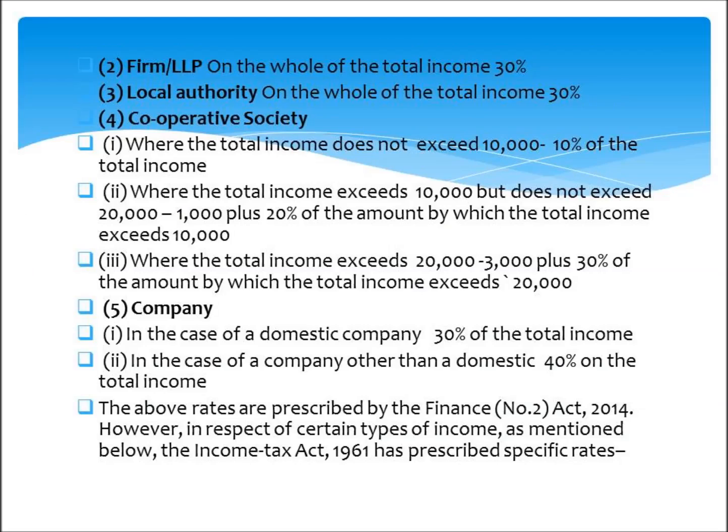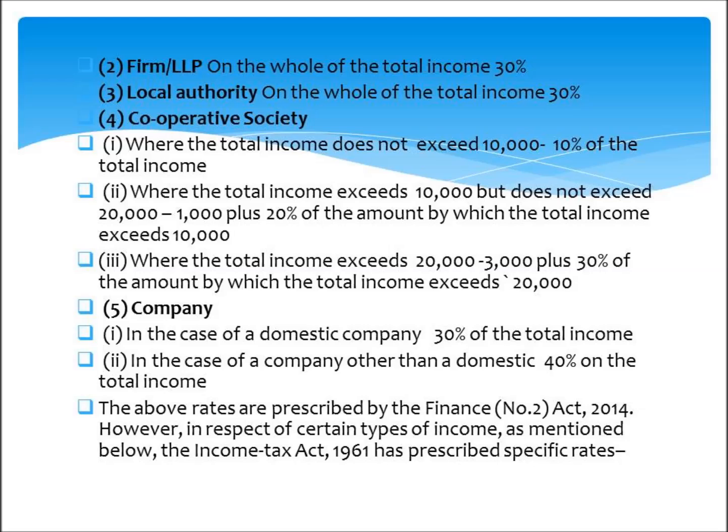After the individuals, we come to the tax rate applicable to other different types of assessees. For example, firms, local authority, cooperative societies, company, etc. So now we'll do the income tax rates applicable to these assessees.